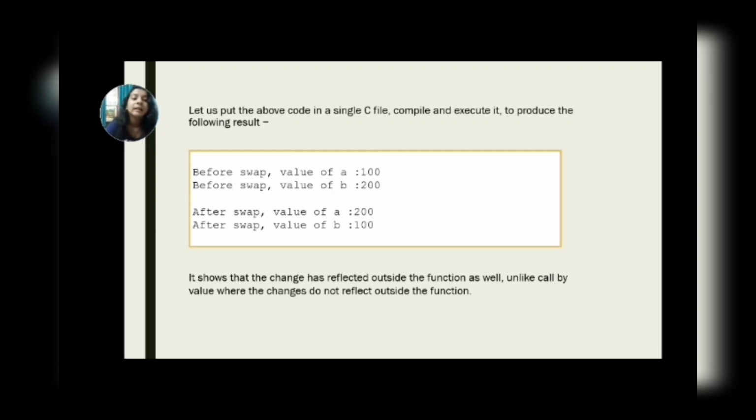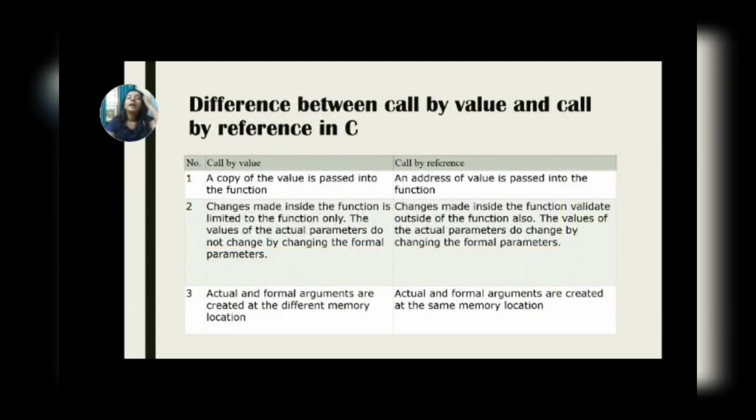Now this shows that when you call by reference, changes are reflected outside the function as well, unlike call by value where the changes do not reflect outside of the function. So when you want the changes to be needed outside of the function also and not just inside the function, remember to call the arguments by reference. Now, this is an overview of the differences between call by value and call by reference in C.